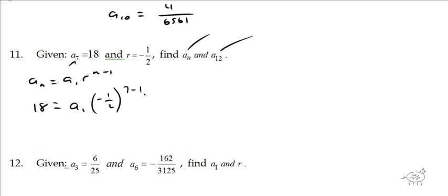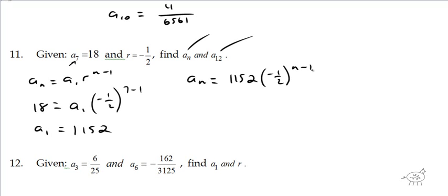Okay? And so if I multiply that out and then I divide 18 divided by that nasty number, I get a sub 1. Just got to practice it there. It's 1152. So my general term, a sub n, is a sub 1, which is 1152, times -1/2 to the n minus 1. Okay, that's your general term. It's really pretty easy. And then a sub 12, of course, then just plug it in. 1152, -1/2 to the 12 minus 1. And you wind up getting, with your fraction button, a sub 12 is -9 over 16.